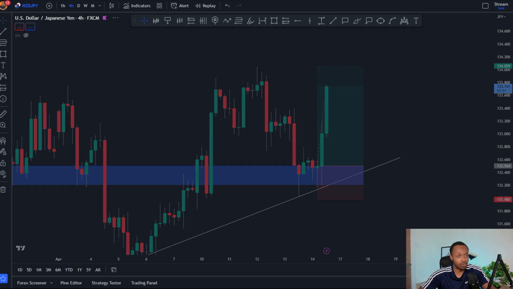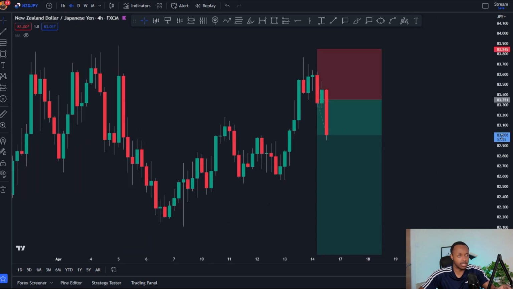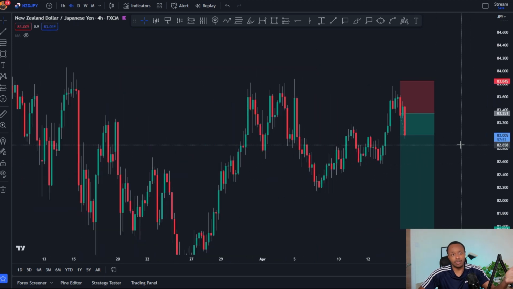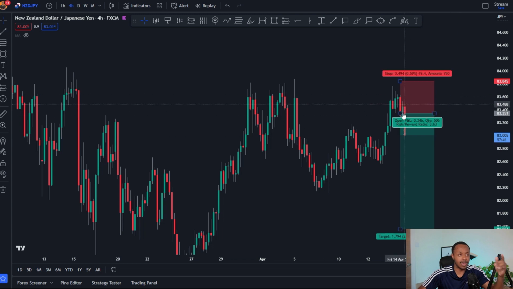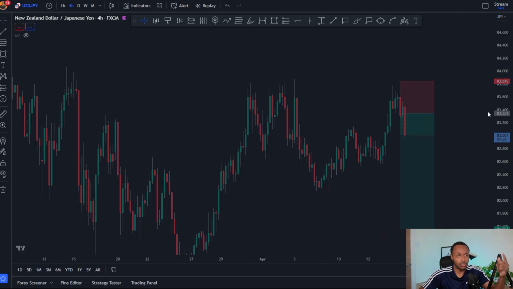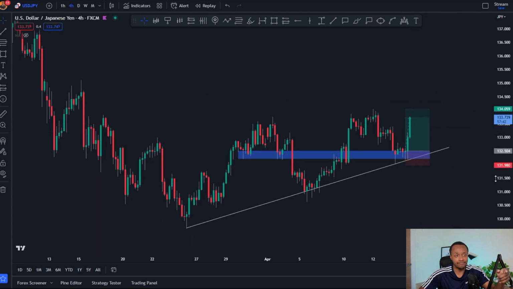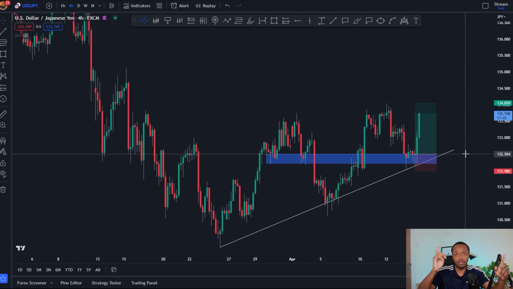I'll take a look at NZDJPY right now, which, as you can see, is the trade I'm currently in. And again, people could say, well, why didn't I take both positions? But like I said, it contradicts itself. Most of the time, you're not going to see NZDJPY falling and USDJPY rising. Most of the time they'll both be going up or both be going down, maybe at slower paces. But yeah, they're both playing out quite nicely.